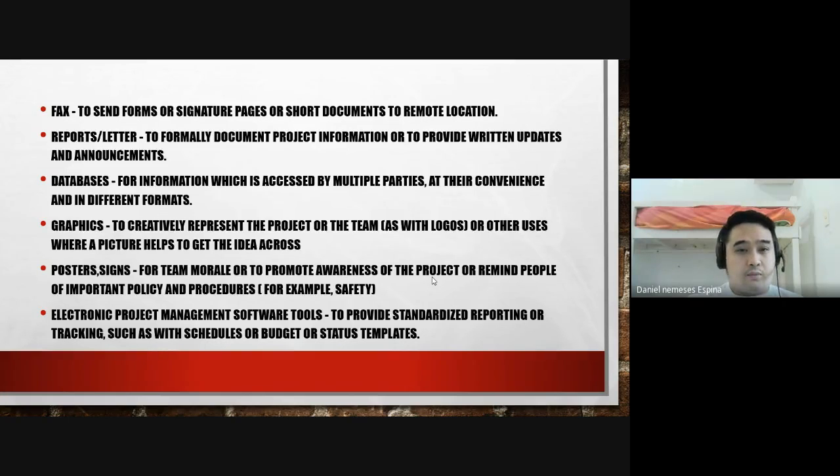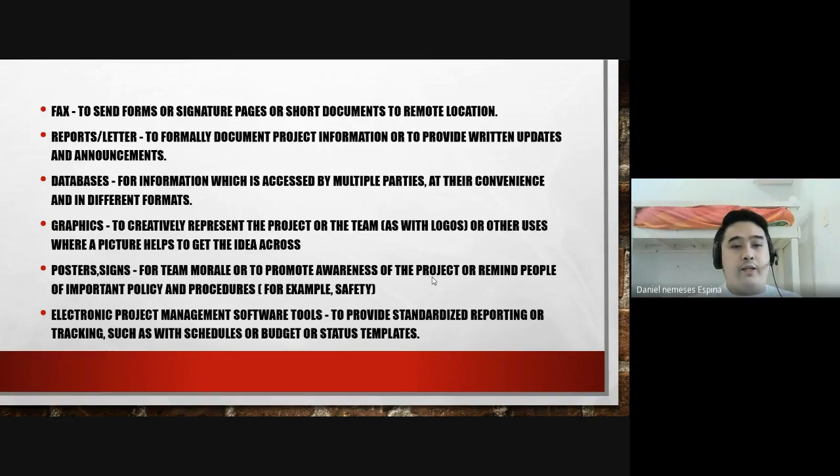Graphics. Graphics is used to creatively represent the project or the team, as with logos, or other uses where a picture helps to get the idea across. There's a saying that a picture tells a thousand words. So in presentations, it is important also.